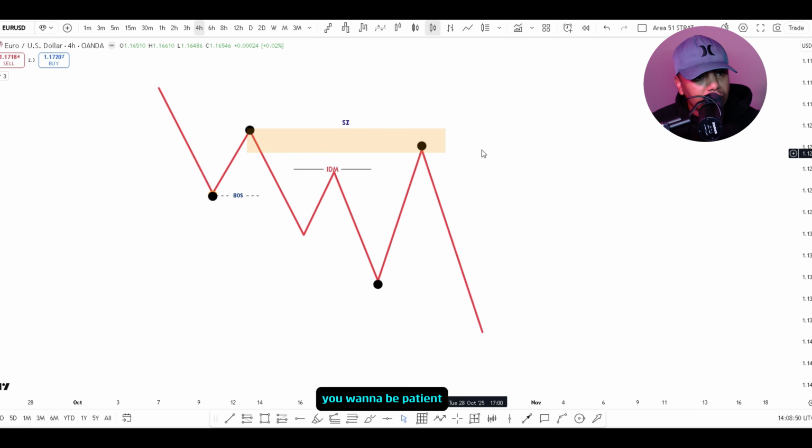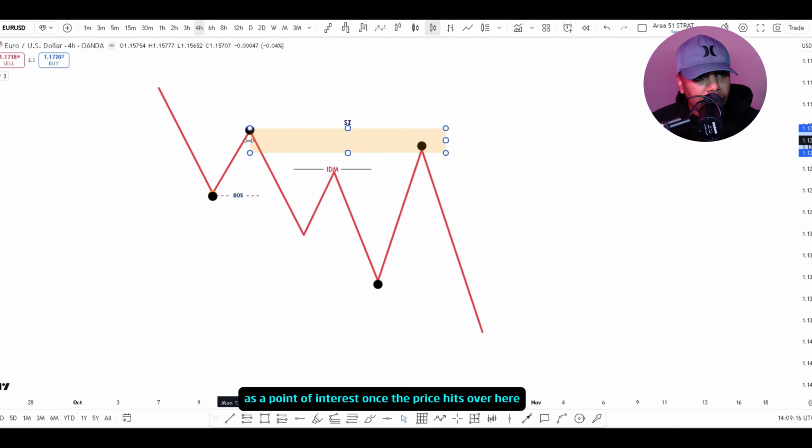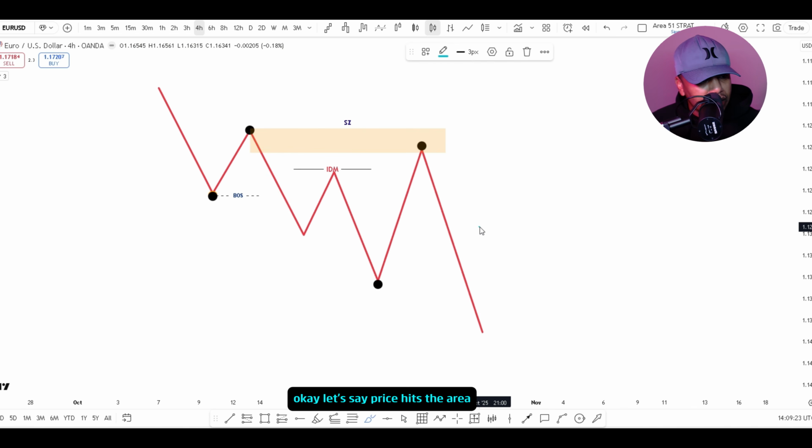You want to be patient, and waiting for the inducement takes a lot of patience. Instead of executing a trade over here, you have to wait and see what happens. This is where you're going to treat this area as a point of interest. Once the price hits over here, you're going to go to the lower time frame.